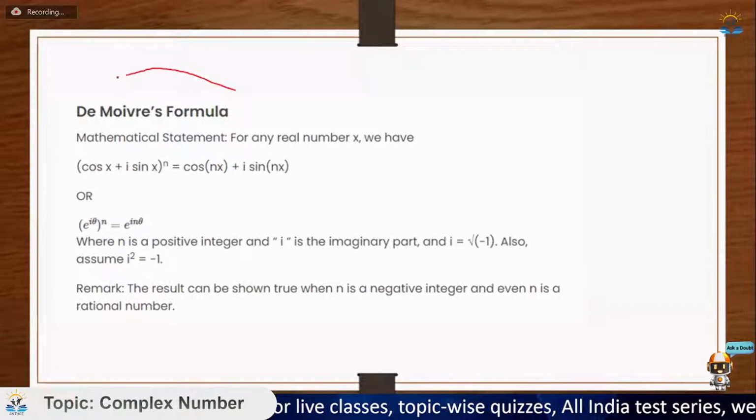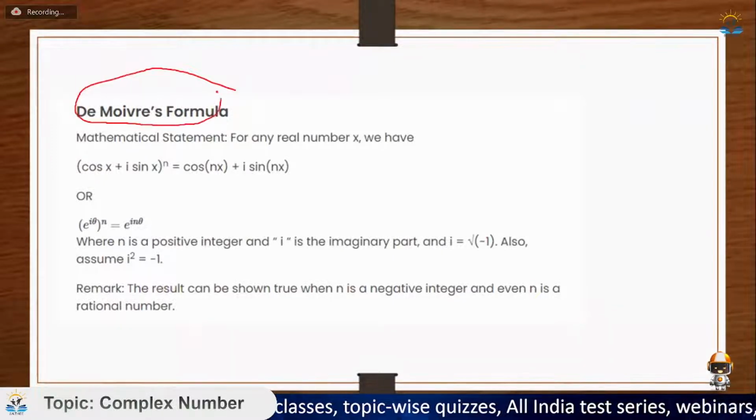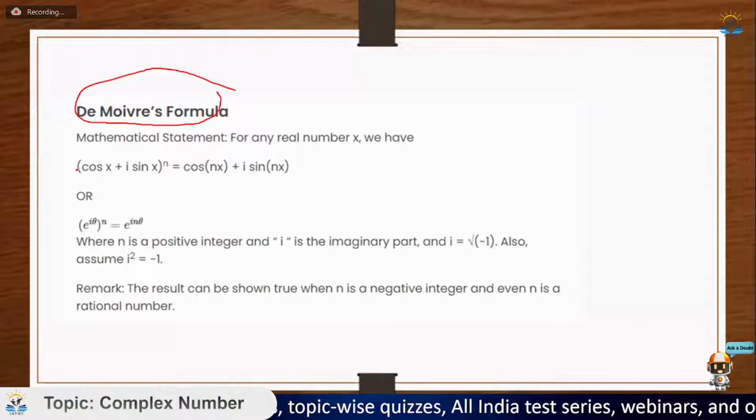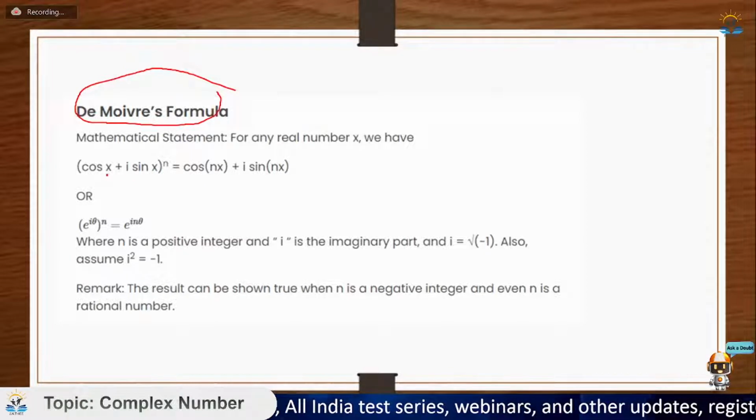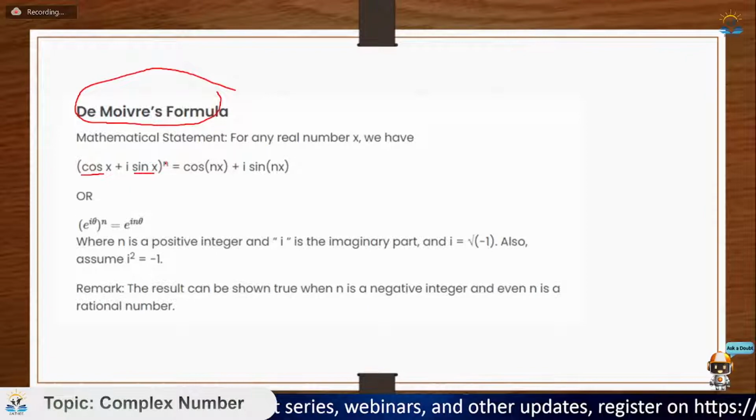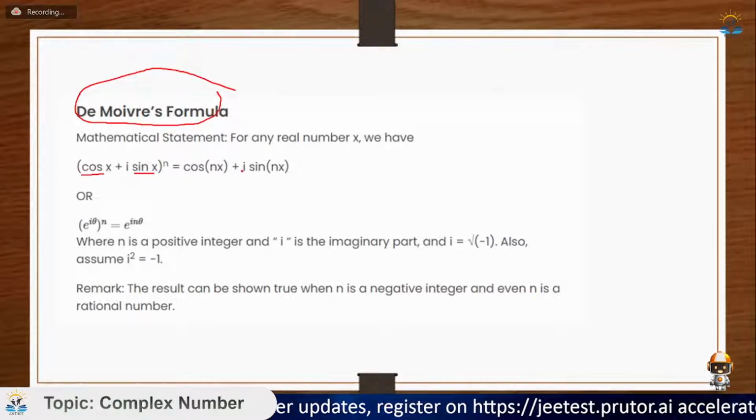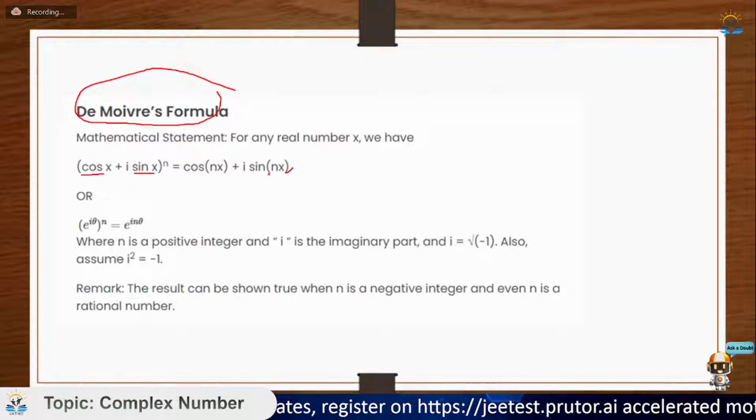This is also a very important theorem, De Moivre's theorem. The statement is: if we take the power n of a complex number which I have represented in the form cos x plus iota sin x, where this is the real part and this is the imaginary part, then to the power n of this would be nothing but you just change the argument to nx. So you will get cos of nx plus iota sin nx. This is your De Moivre's theorem.